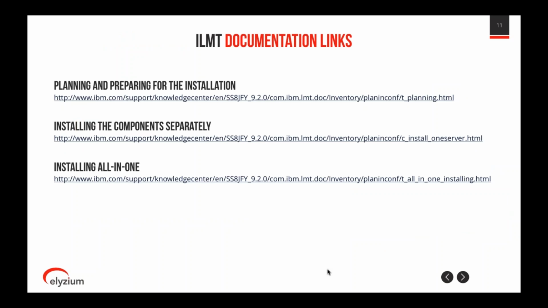So before I get into some of the steps, here's a reference slide. There's three things on there: the planning part and preparing for the installation. So there's a link there for you. And if you want to go and install the components separately, I'll go into that when I talk about the architecture. But there are several individual components that need to be installed. And then the last link there is using the all-in-one installer, where all the components for ILMT are installed using a single installer. And that's only available on Linux, by the way. It's not available on Windows.